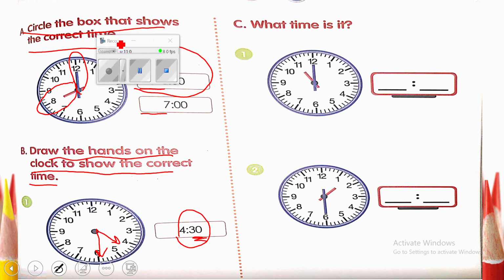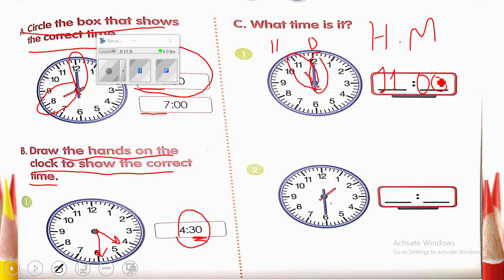What about the minute hand? It's on 12. How many minutes for 12? 0. What about the hour hand? The short one is on 11. So I remember HM, hour minutes. The hour here is 11. And how many minutes? 0. So it's 11 o'clock.